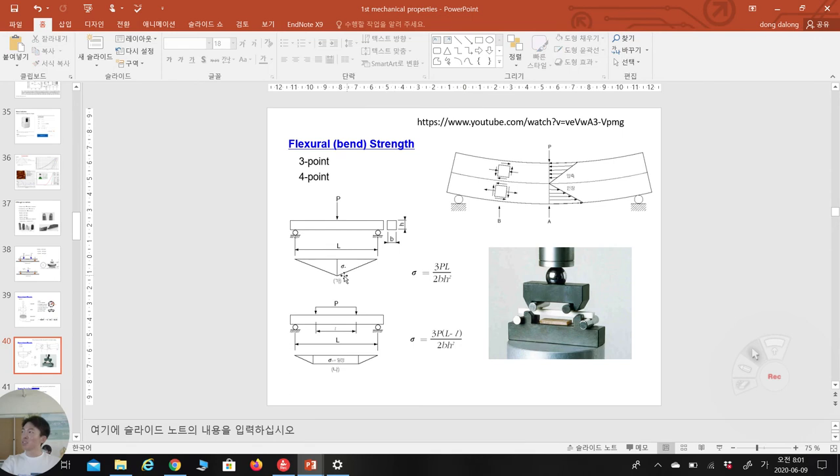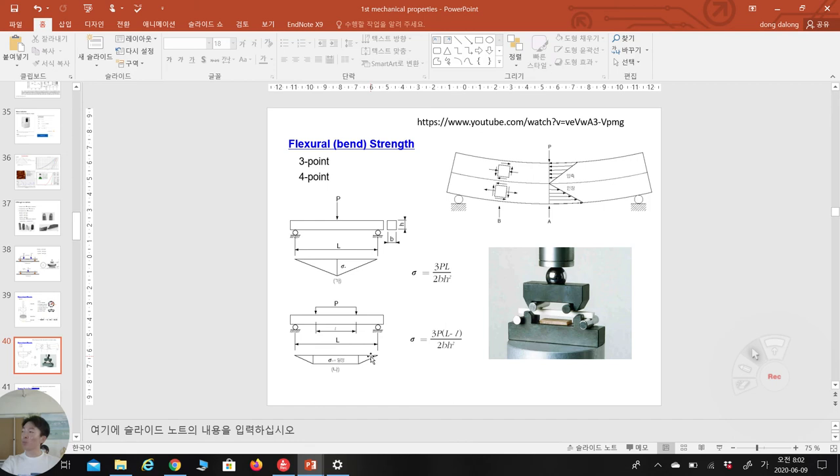Yeah. So this is the applied force. When you use 3 point, the force is always highest in the center area. So maybe this center area, this bottom part, breaks down. But when you apply 4 point, the stress is continuously homogeneous in this area. So at any point, it can break down. Okay. So once you want to measure the fracture strength of the same material with 3 point and 4 point, can you imagine which method has the higher value? The answer is 3 point.